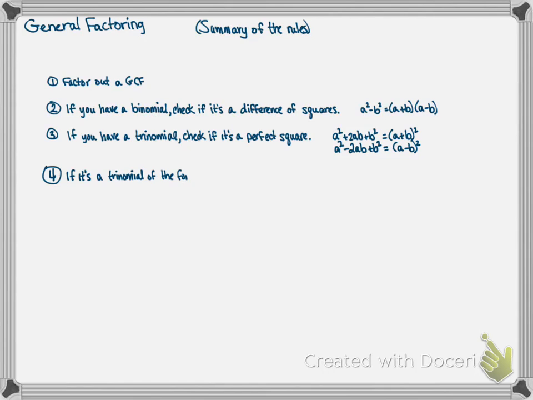Next, if it's a trinomial of the form x squared plus bx plus c, then use the sum and product method. That's summarized here, but when we get to the actual examples, it will look easier than it actually seems right now.